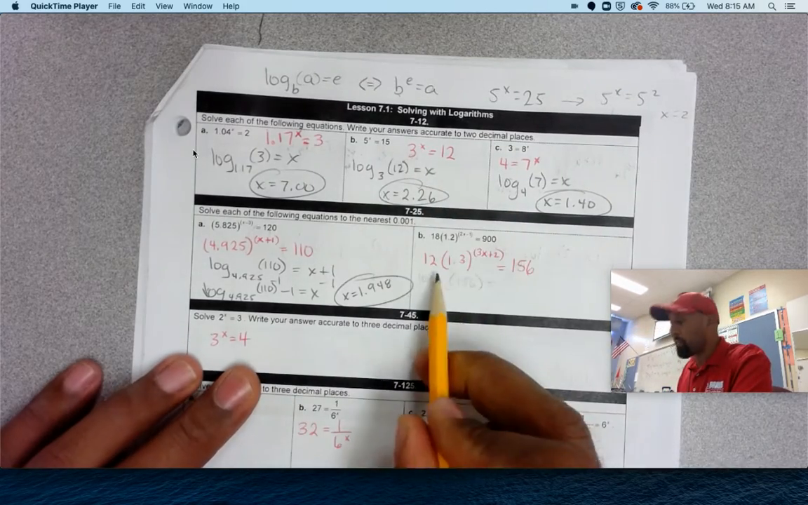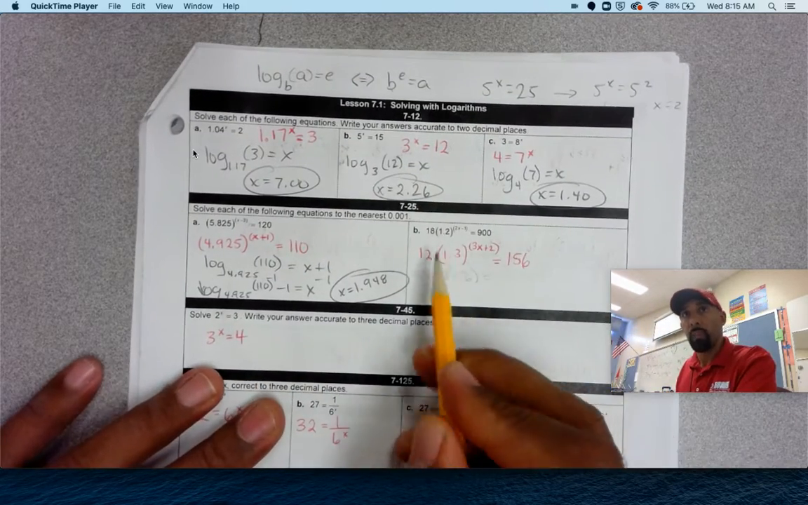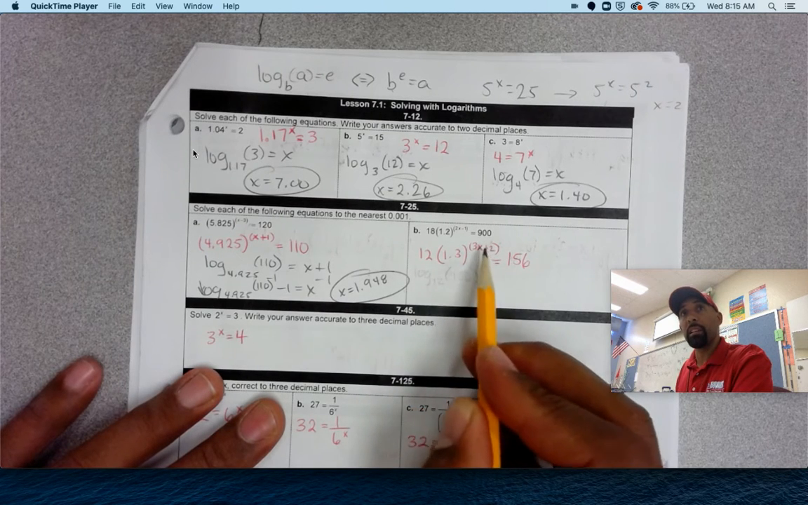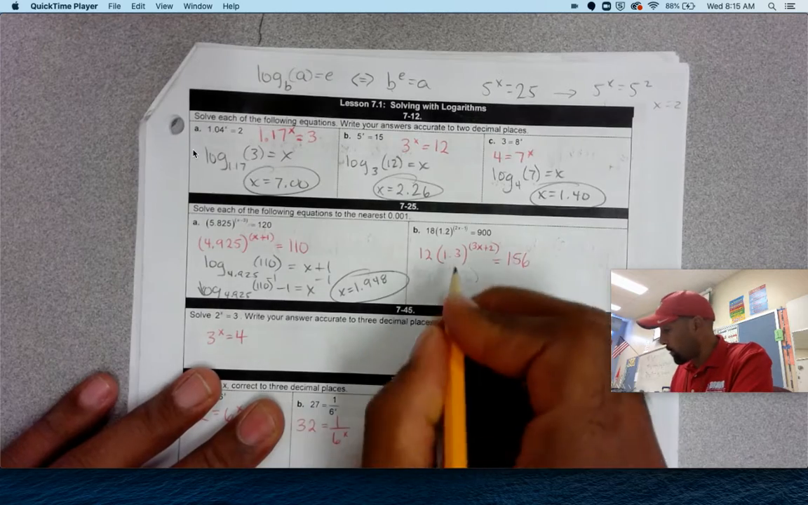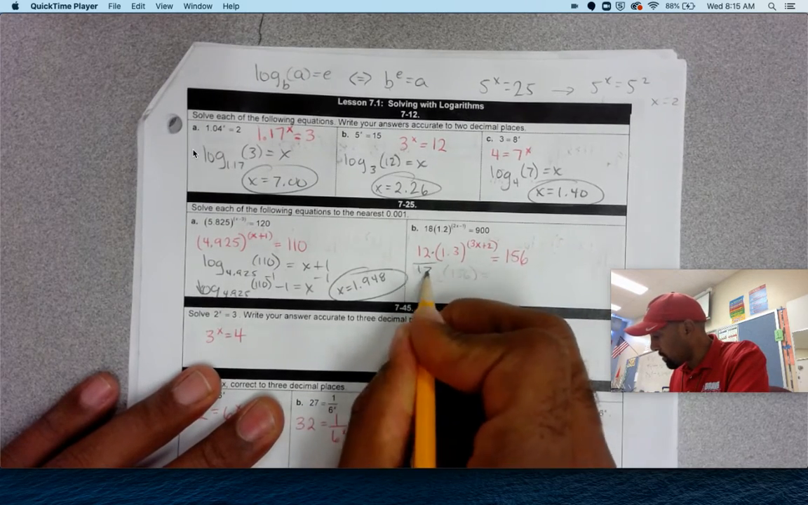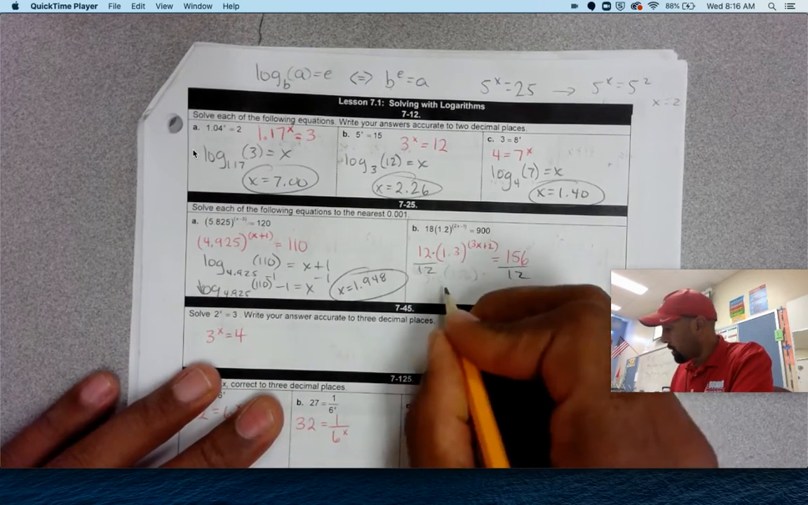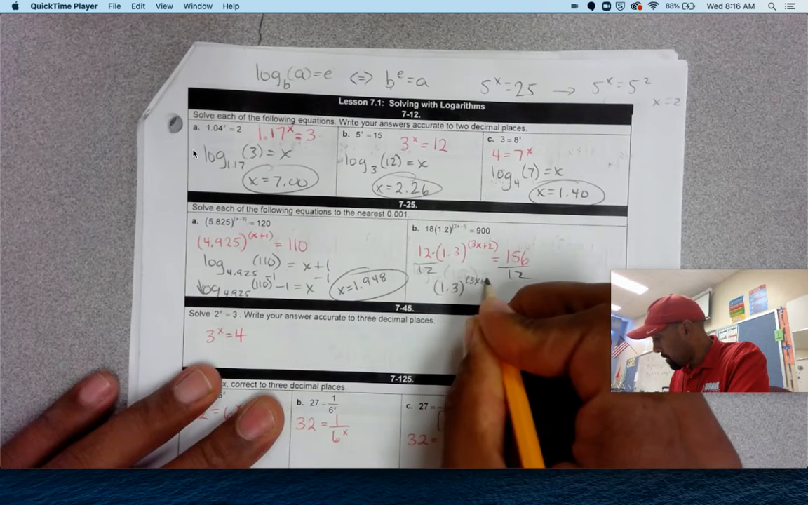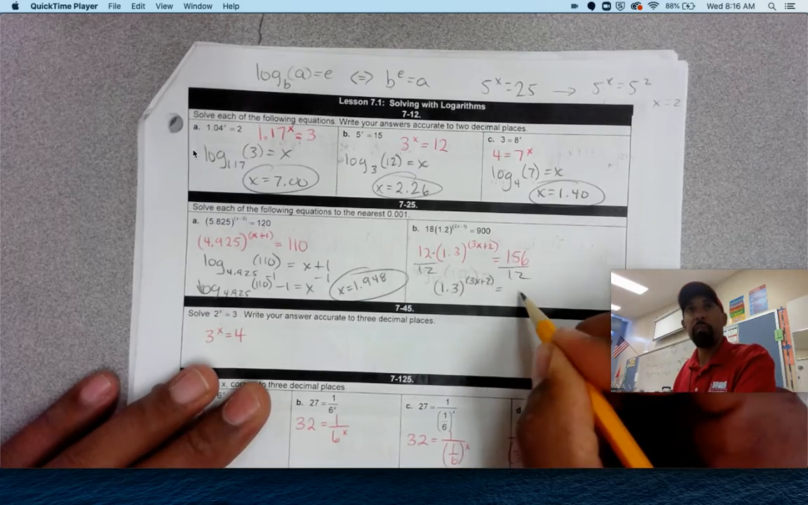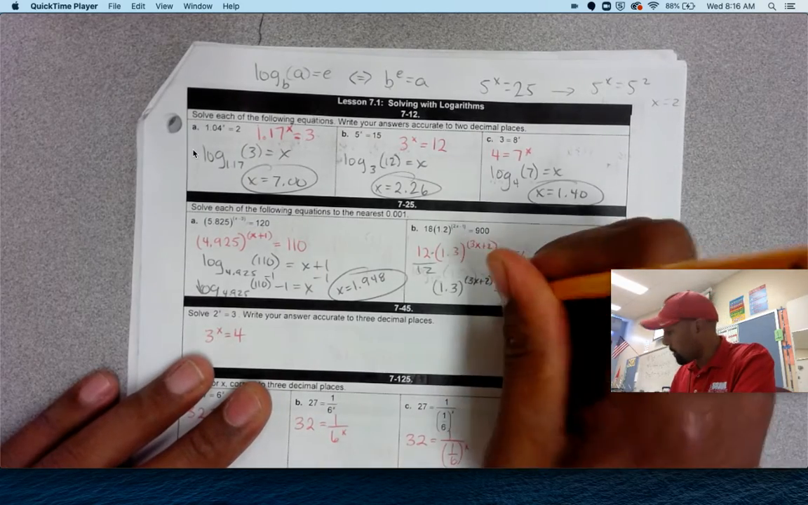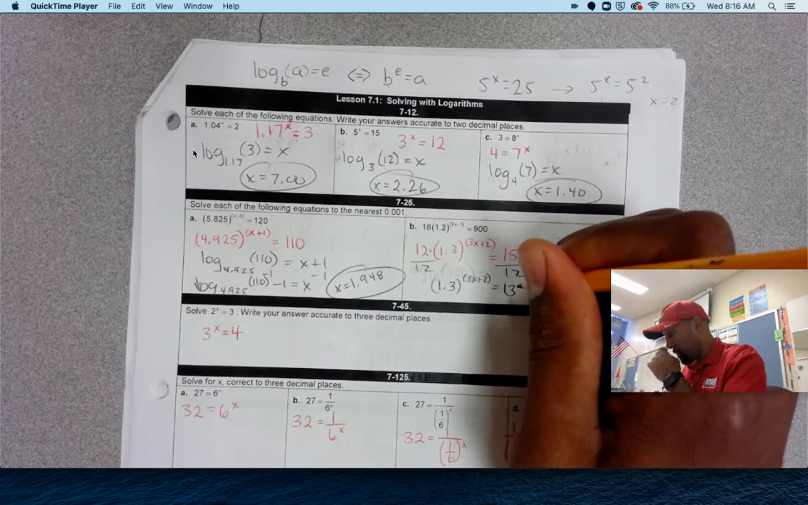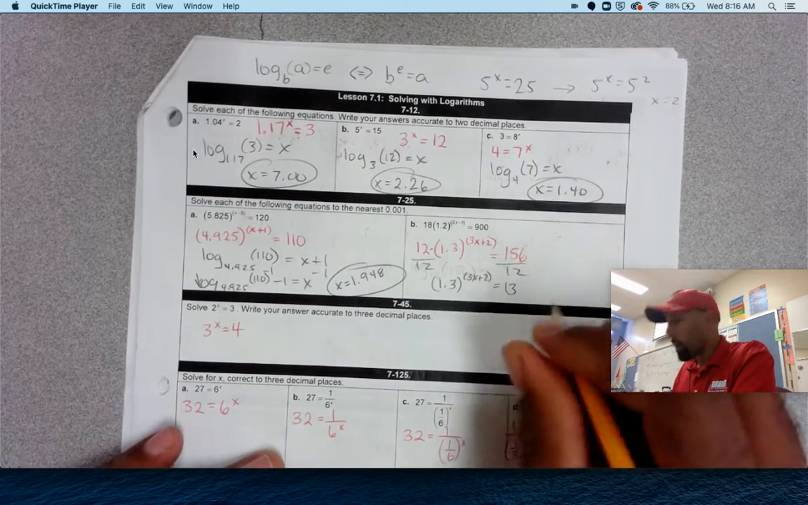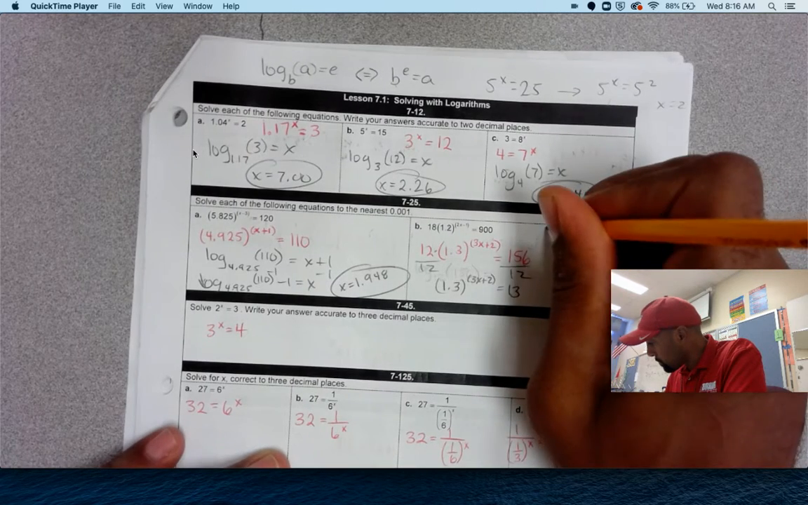All right, I wanted to hold off on this one because there's an extra step here. Before I change this into log form, I want to isolate the base and the exponent, which means this 12, I've got to get rid of it. Now it's being multiplied, so that means we'll do the opposite and divide. Okay, so we'll divide here. 156 divided by 12 is going to be 13. I know that because 144 divided by 12 is 12, so I just had to add one more. Okay, so now let's change that into log form.